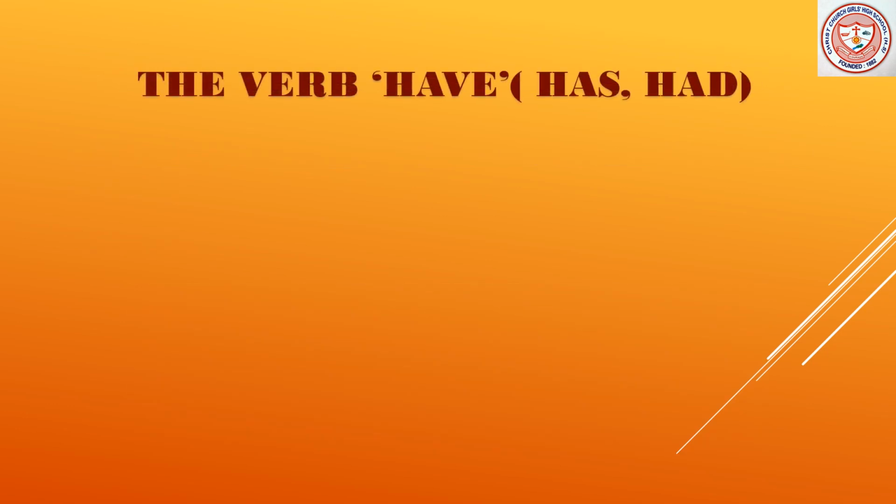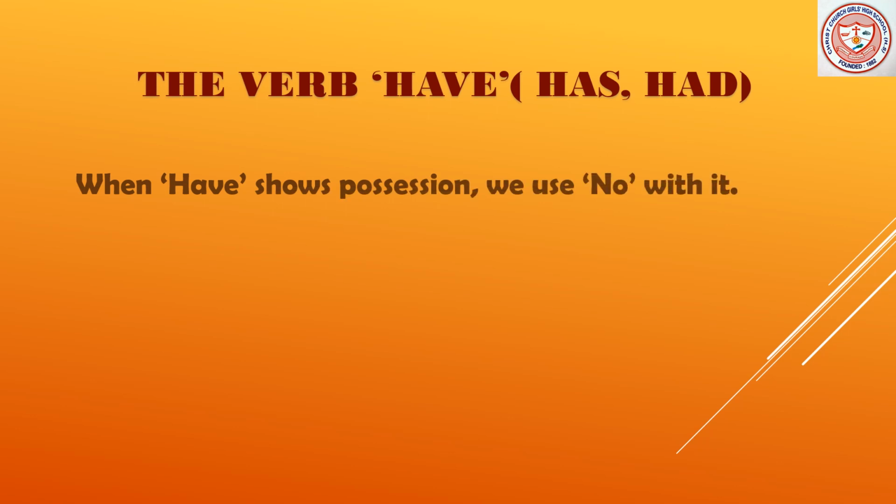Next, the verb have. That means has or had, we can say. When have shows possession, we use no with it. That means when this particular verb is showing possession, we can use no with it. Let's go through some examples.